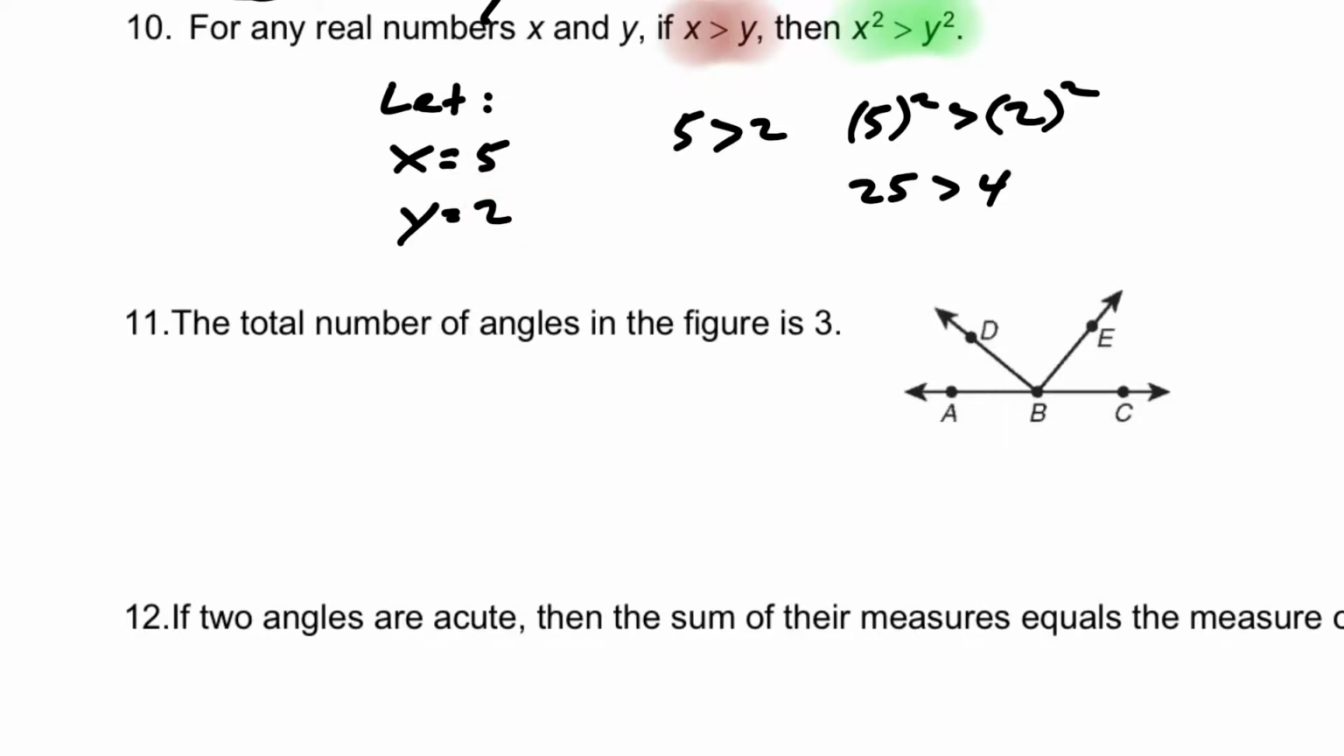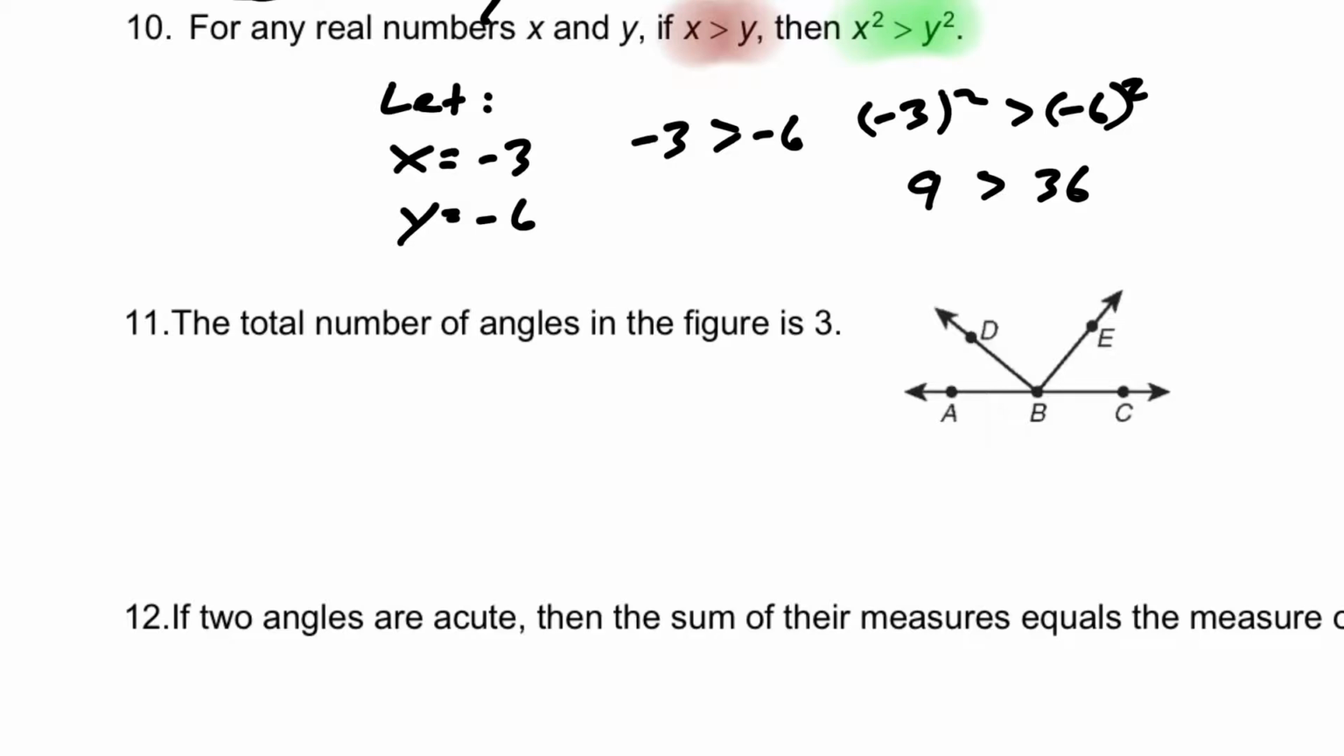And you can see that when x is 5 and y equals 2, then the red part is true, 5 is greater than 2. And then the green part, 5 squared is greater than 2 squared, which gives you 25 is greater than 4. That's also true. So you're thinking, oh, well, I guess this conjecture is true. But remember, if we can find one example that shows that the red part is true and the green part is false, then we've proved the conjecture is false. And that's our counterexample. So let's try something else.